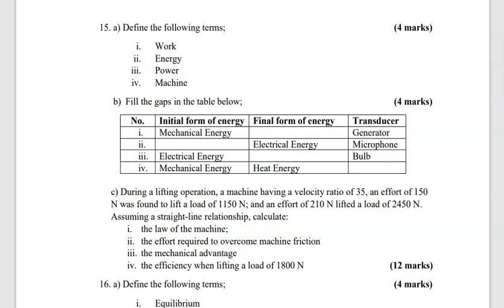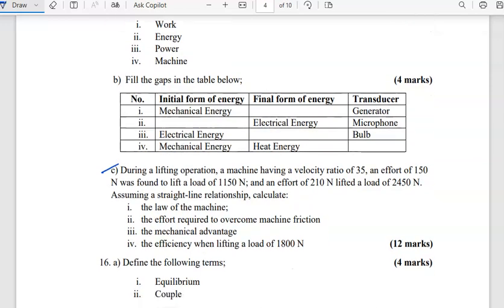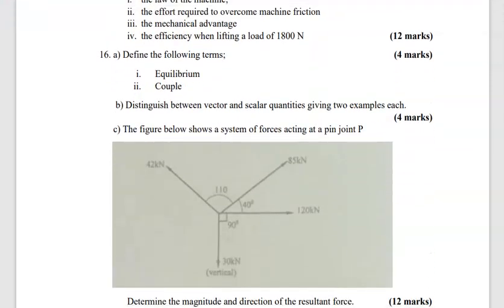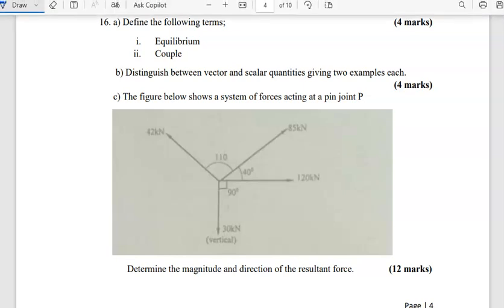Again, you just pause and you take a screenshot. We have A, Roman 1 to 4, B, you fill the gaps, then you have C. Then you move on to question 16. We're supposed to define the equilibrium, define a couple, distinguish between vector and scalar quantities.